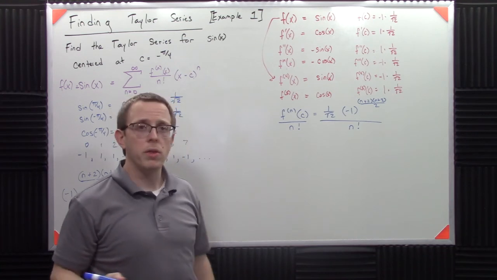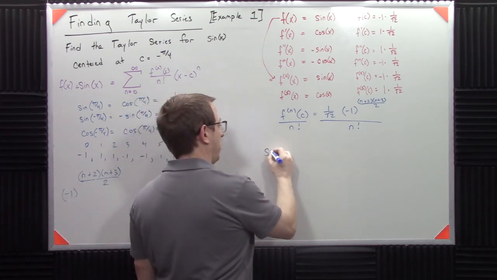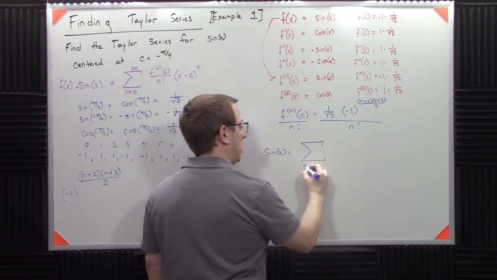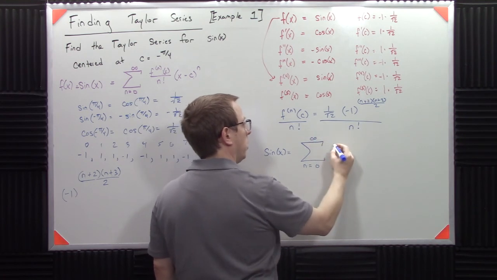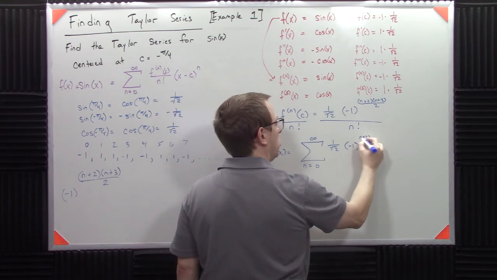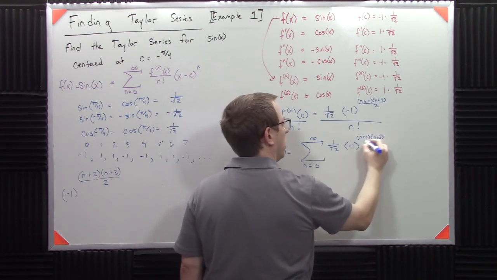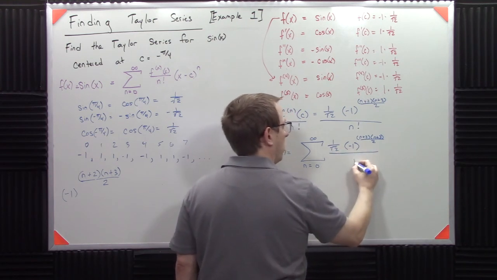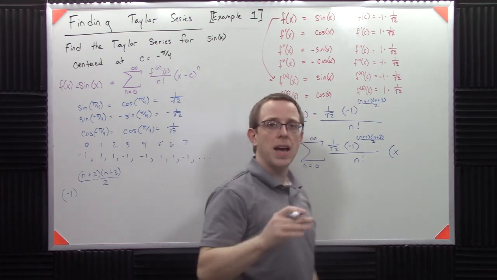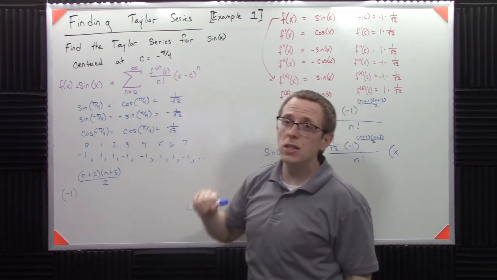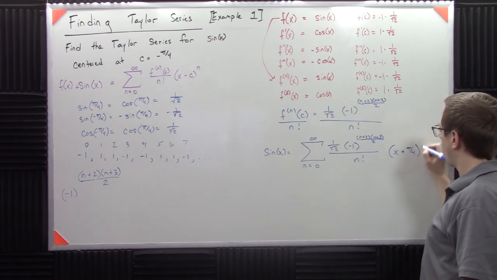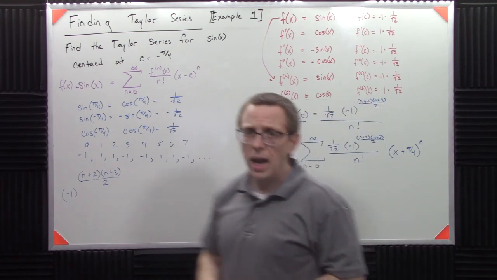So what we end up with is simply that sine of x is the sum from n equals 0 to infinity of 1 over square root of 2 times negative 1 to the n plus 2, n plus 3 over 2, over n factorial, times x. So remember, this is x minus c. But our c is already negative. So we actually end up with x plus pi over 4 to the n. And that is an expansion.